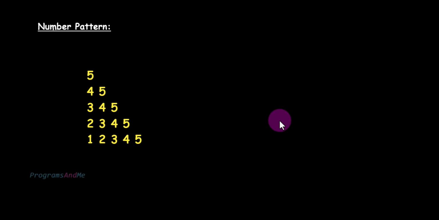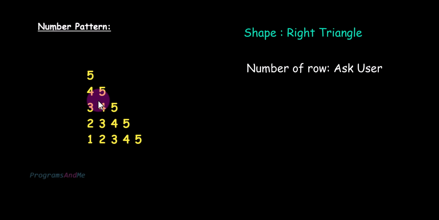Today in this tutorial we'll write a Python program to print this number pattern. The shape of this pattern is a right triangle, and here the number of rows in this example is 5. But in the program we'll ask the user to enter the number of rows.